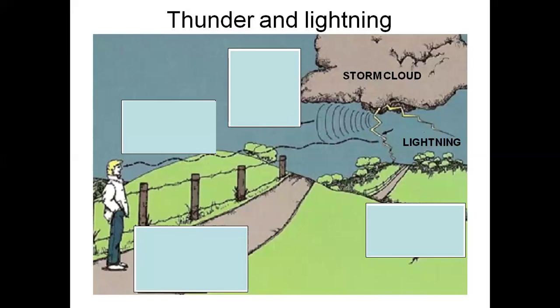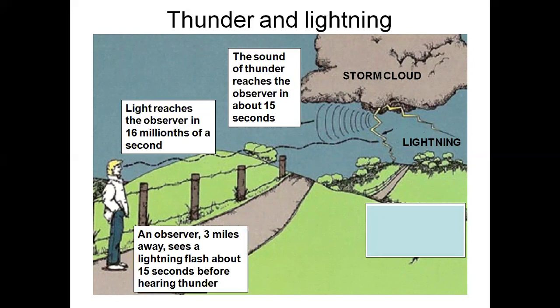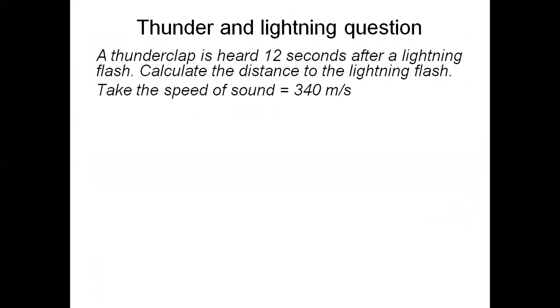Thunder and lightning. When this occurs, light reaches the observer in 16 milliseconds. The sound of the thunder reaches the observer in about 15 seconds. An observer 3 miles away sees a lightning flash about 15 seconds before hearing the thunder. Every 5 seconds difference equates to a distance of 1 mile.